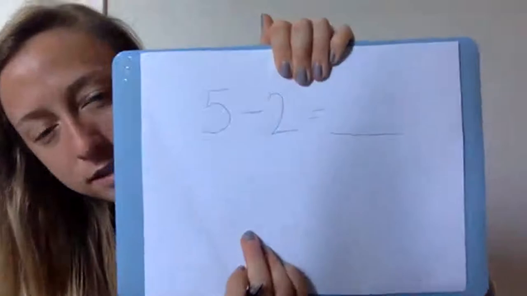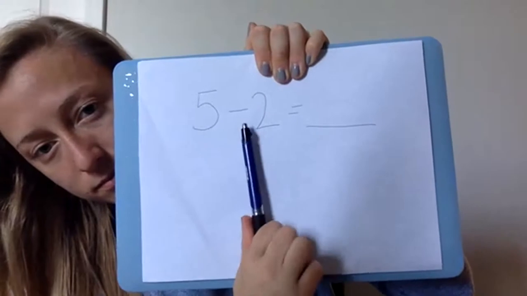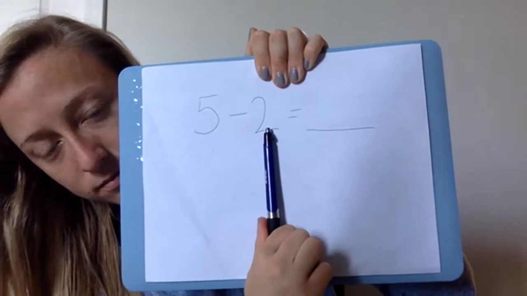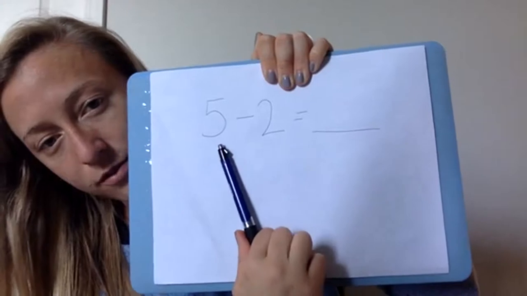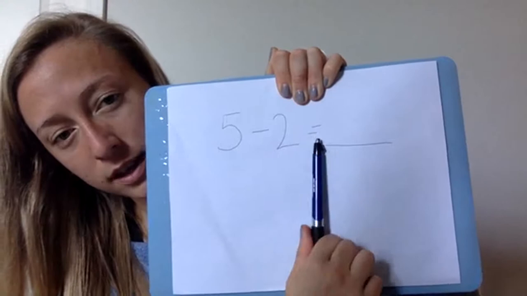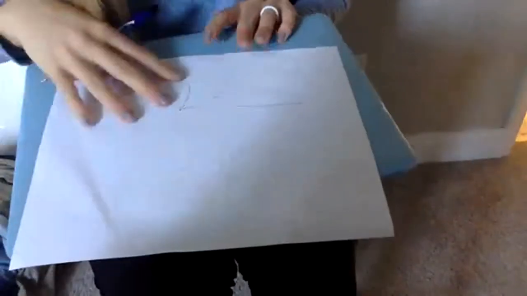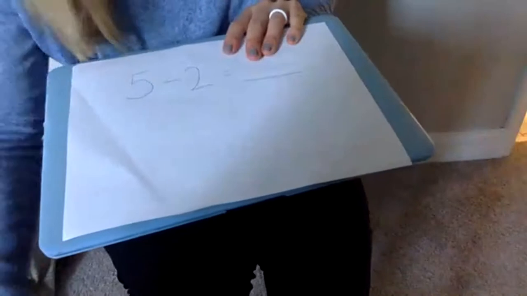Can you read that for me? What does this say? Say it out loud. Five minus two equals. Okay, so what I need you to do, I'm going to move you down so that you can see this, maybe. Not ideal. Okay, hang on a second.